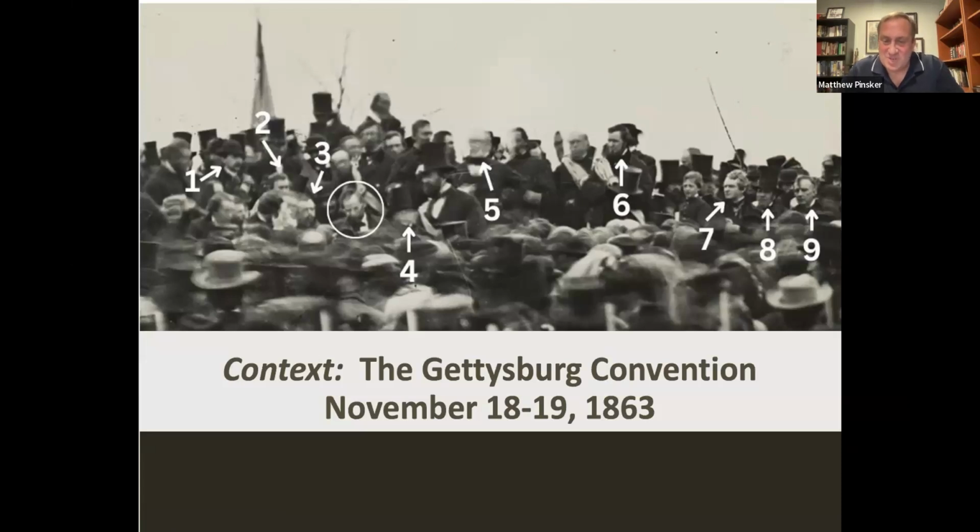Figure number 8 is Horatio Seymour, the Democratic governor of New York. And figure number 9 is David Todd, the Unionist governor of Ohio, former Democrat. Todd, number 9, and Curtin, number 7, had both been elected in October. Their victories were what made this moment a kind of a triumph for Lincoln.